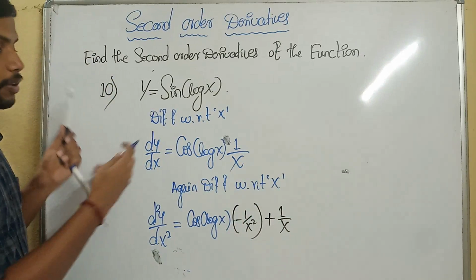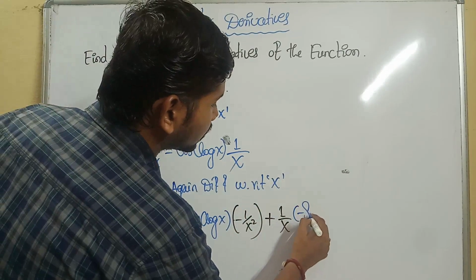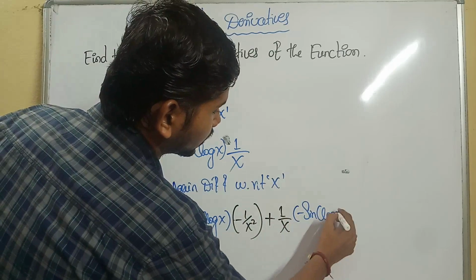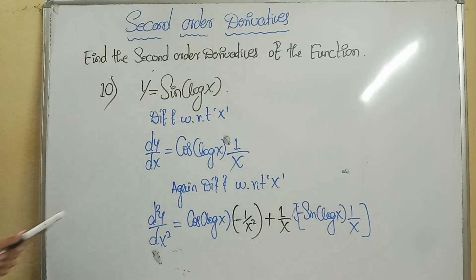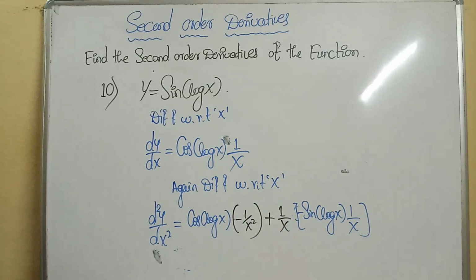What is the derivative of cos of log x? It is minus sine of log x. The derivative of log x will be 1 divided by x. Did you understand properly? Any doubt in this part?